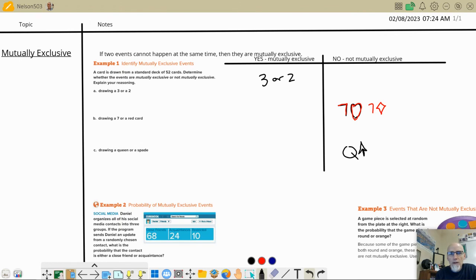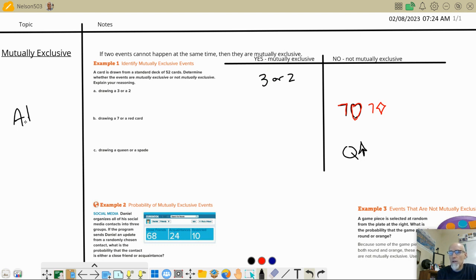So, what we do to calculate the probability of a mutually exclusive event is different than what we do to calculate the probability of one that's not mutually exclusive. So, in this video, we're going to focus on how do you calculate the probability of a mutually exclusive event. And it's called the addition rule or the addition property. So, let's add that to our topics over here.